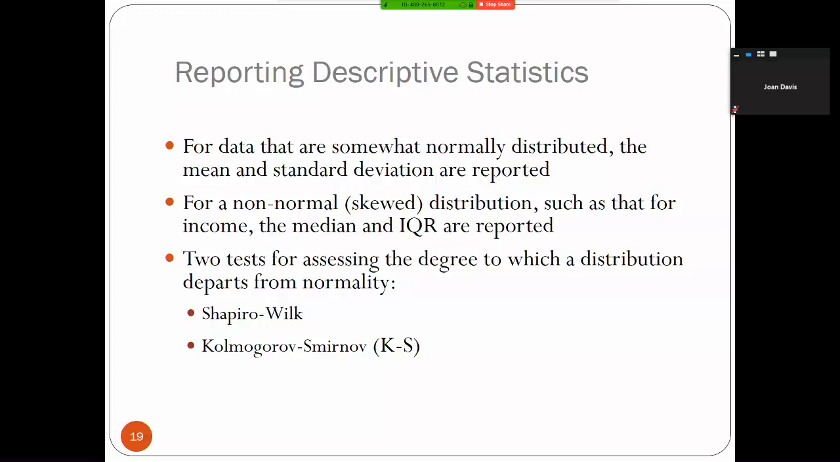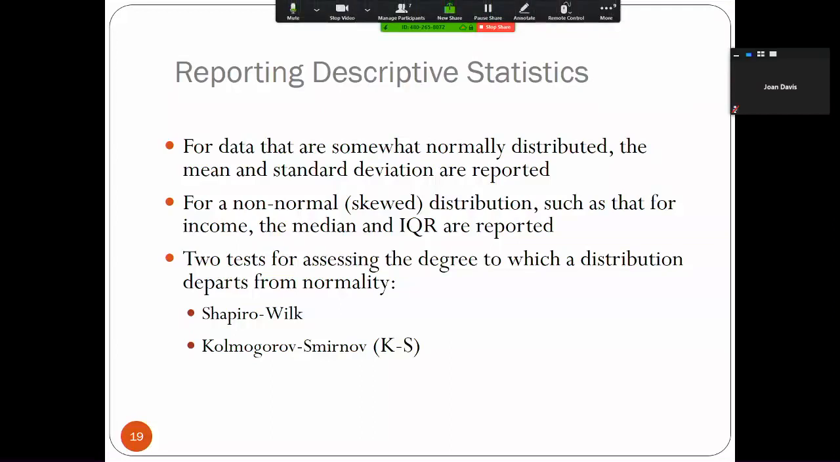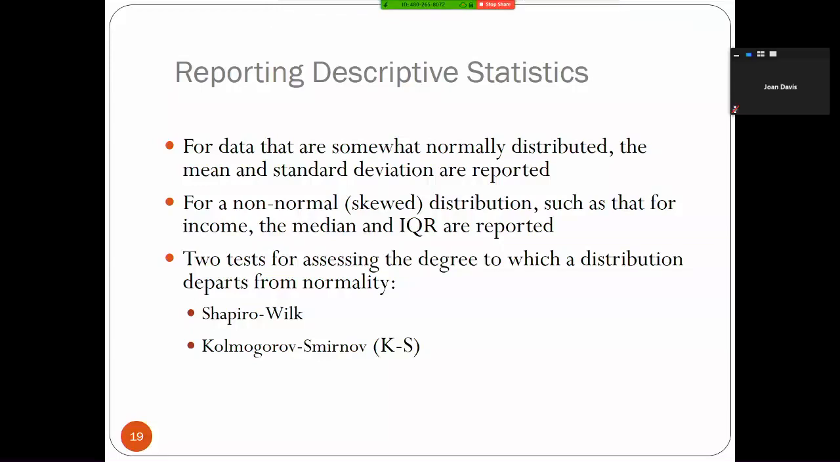So it depends upon how extreme an outlier you have. The way that we decide that empirically, there are a couple of tests here, one called the Shapiro-Wilk, another the Kolmogorov-Smirnov. We can test the data set, and it will give us a p-value that tells us these data are significantly non-normal. So if the p-value is less than 0.05, we would probably use the median rather than the mean.